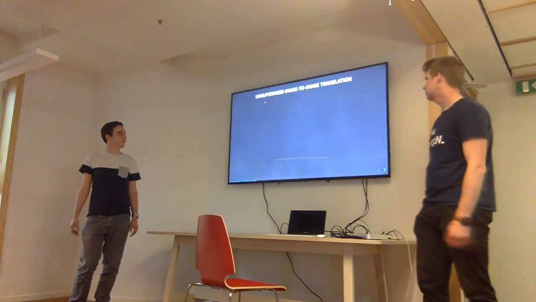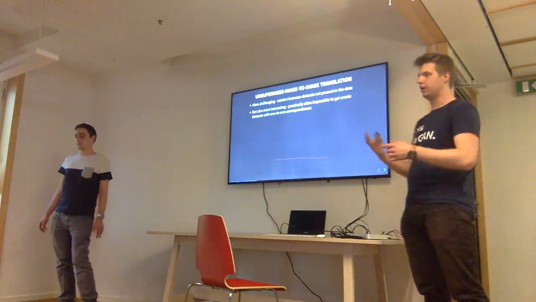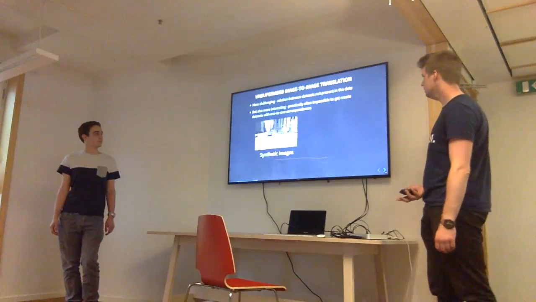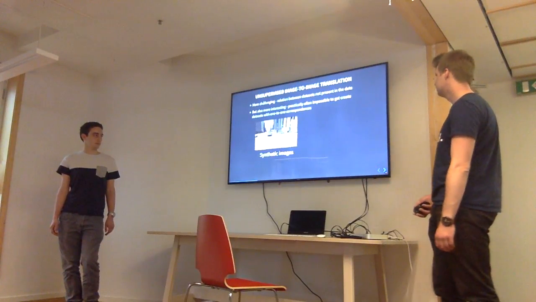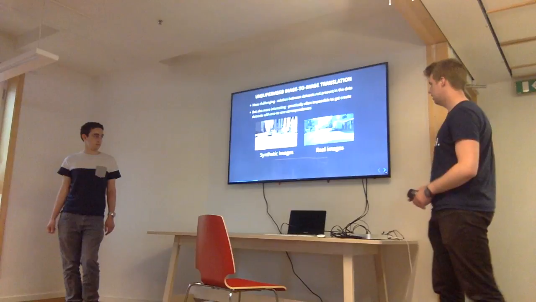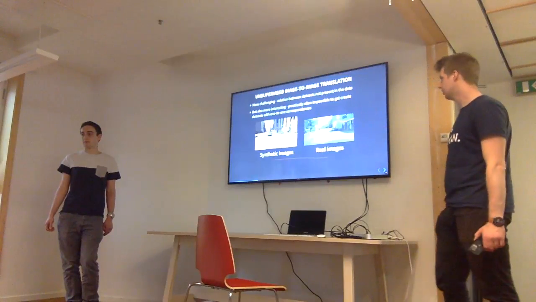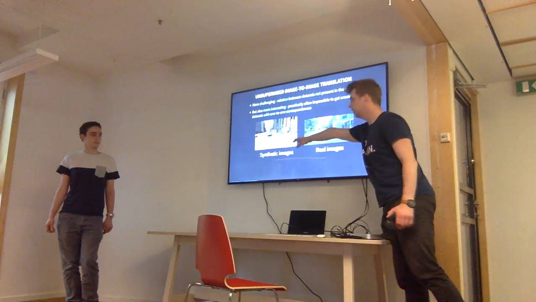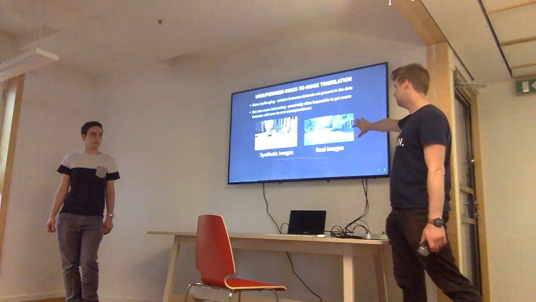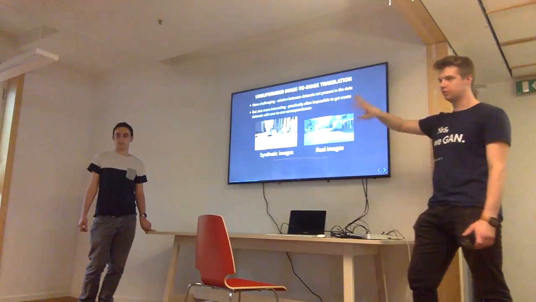But the unsupervised problem, as I mentioned, is a bit more challenging because you don't really have the relation between samples present in the data. So on the left side you have a synthetic image, and on the right side you have a real image, like a photo of a station. And this comes from a synthetic data set, and this is a data set that was made just from photos of a car driving around.